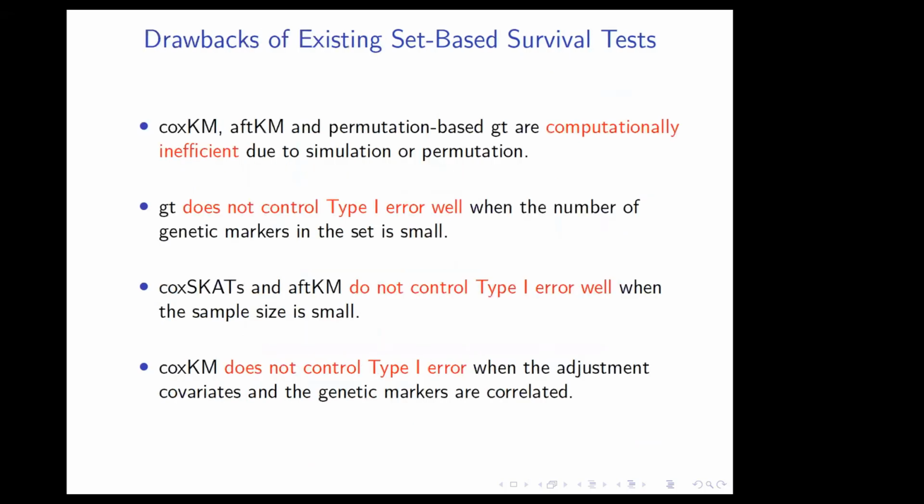All those four tests have remarkable drawbacks. coxKM, AFTKM, and the permutation-based GT are computationally demanding because they use simulation or permutation to do the test. And the asymptotic version of GT does not control type 1 error well when the number of genetic markers is small, because their asymptotic distribution is valid only when the number of genetic markers converges to infinity. coxKM and AFTKM do not control type 1 error well when the sample size is small, and you will see this in the later simulations. coxKM cannot control type 1 error when the adjustment covariates and the genetic markers are correlated. So if you have confounders, then coxKM cannot deal with confounding.